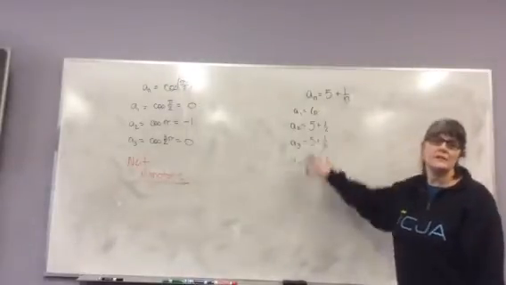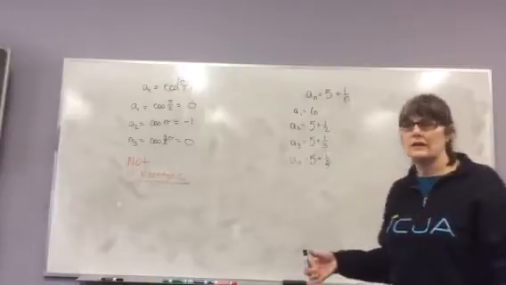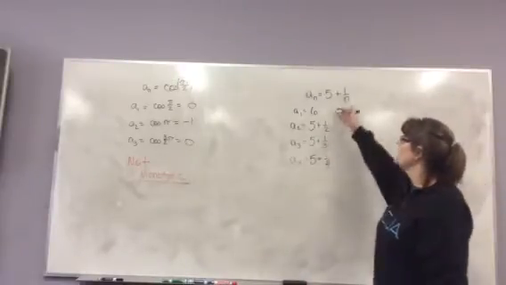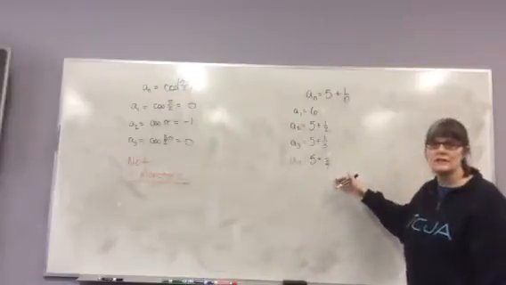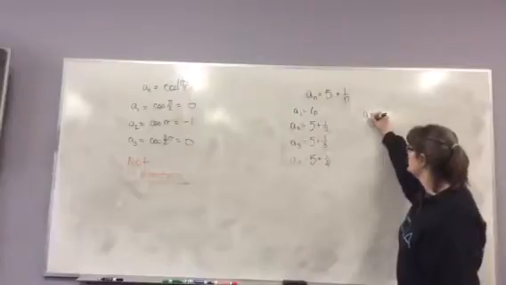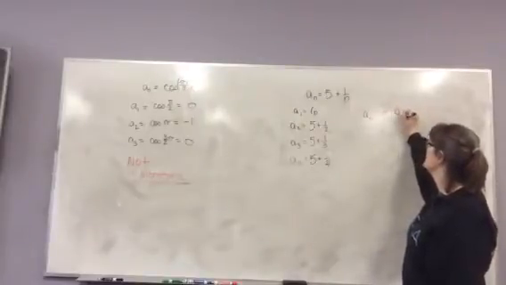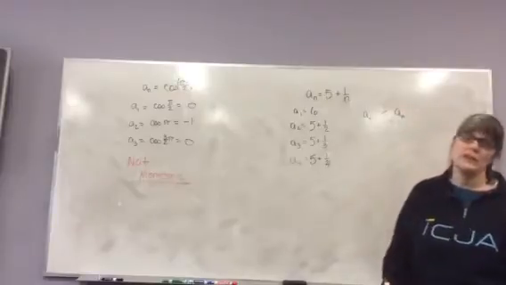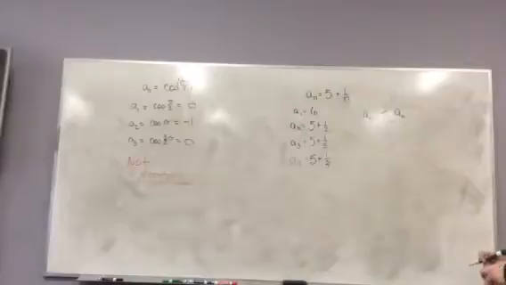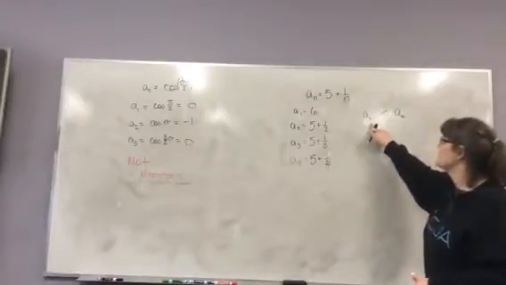But I can't list them forever. That's not going to prove it. We need to do it in general. So I notice that these are decreasing. So I need to prove that the next term, which would be n plus 1, is going to be smaller than the previous term. If I can show that that's true for all n, then I've proved that it is monotonic.